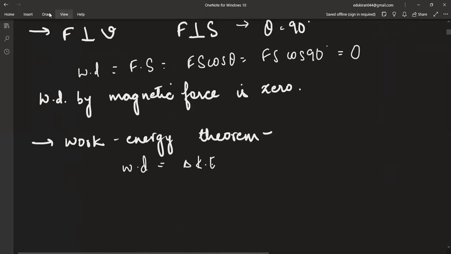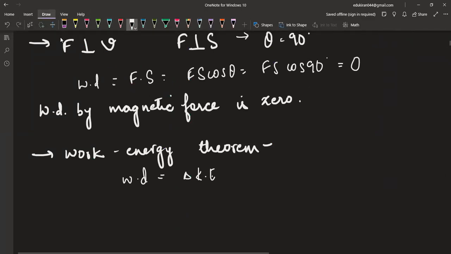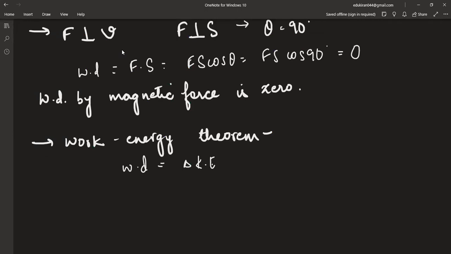Also one more thing, this is an important question that comes in exam: to prove that the initial and final velocities are the same. See, if the force is perpendicular to velocity, the force will also be perpendicular to displacement. So theta will be 90 degree. Work done is F dot S, that is Fs cos 90 degree, which is simply 0. So work done by magnetic force is 0.